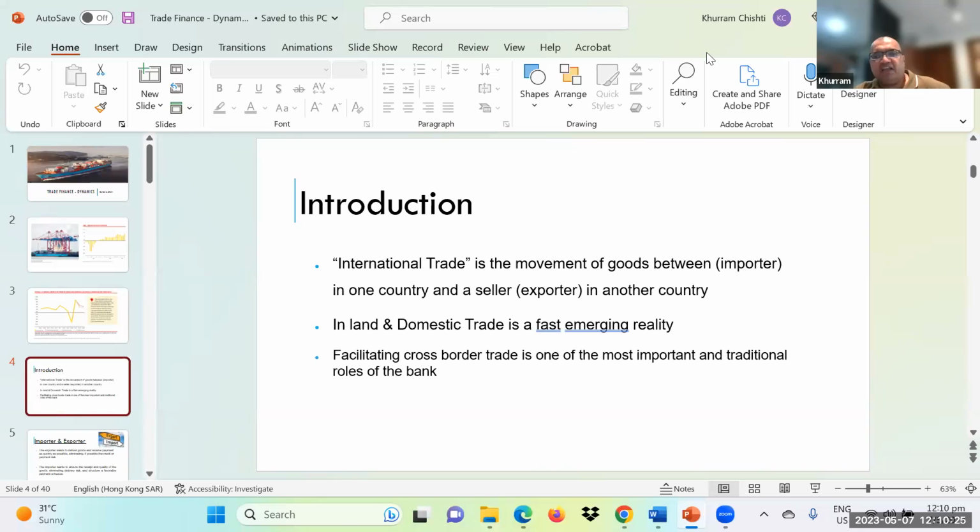Banks over here basically, now the seller is in one country, the buyer is in another country. They may not know each other. They could know each other. Or there could be some country related risk, currency related risk, people related risk, documentation related risk. So that is why the importance of banks comes, which I will take you through as we proceed.